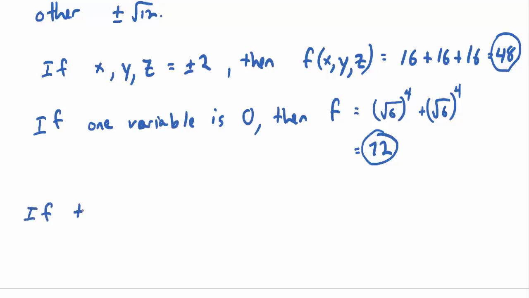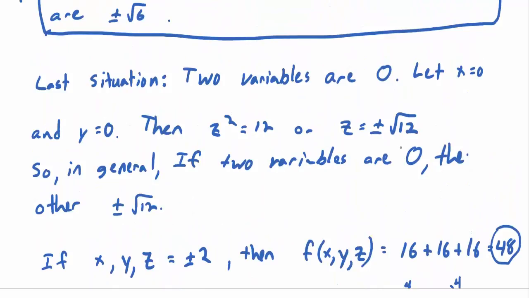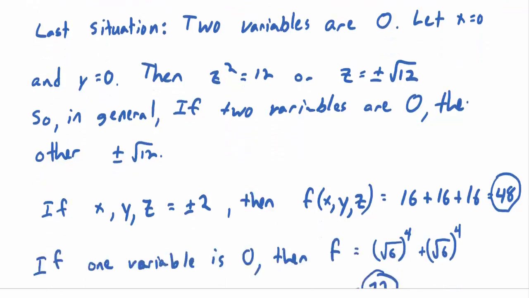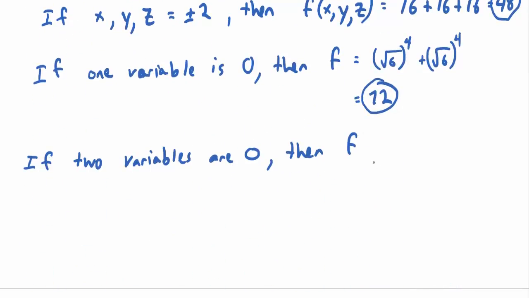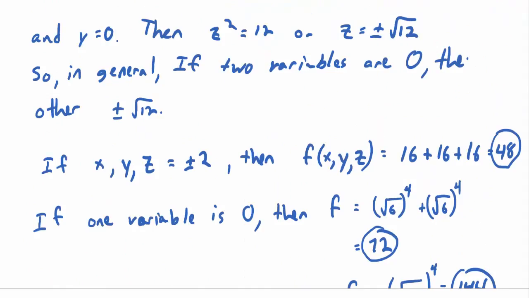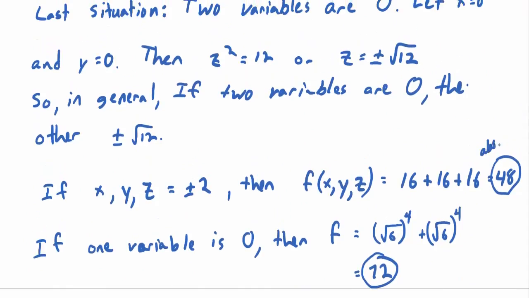If two variables are 0, then what's the function value? You end up plugging in plus or minus root 12 for either x, y, or z, and the other two are 0, right? So you take plus or minus root 12 to the 4th power. So f equals, the minus goes away, and I think that's going to be 144, isn't it? That's your absolute max, isn't it? And then your absolute min turned out to be 48.